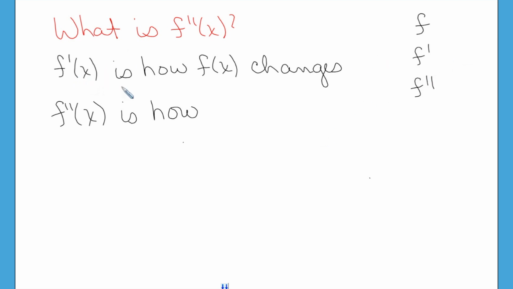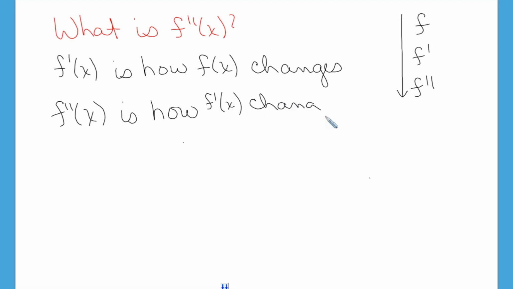So f prime is an indication of how f of x changes. For example, if f increases, then f prime is positive. If f decreases, then f prime is negative. I've written this in a vertical fashion because this is how I think about the relationship of f prime and f double prime. I think about them vertically because each one of these is how the one above it is changing. So f double prime of x is how f prime of x changes.